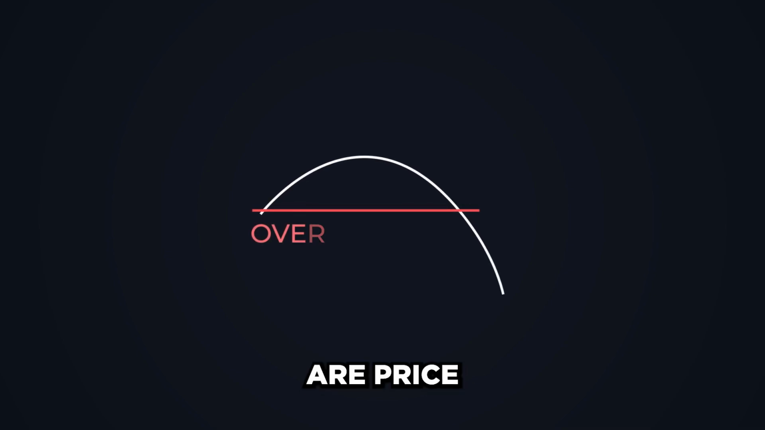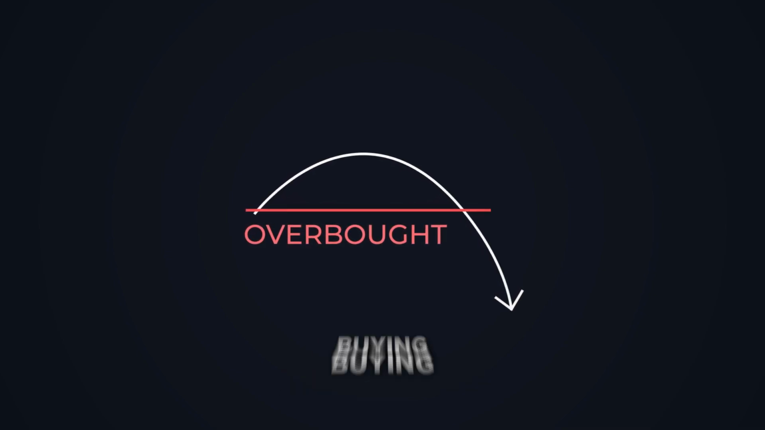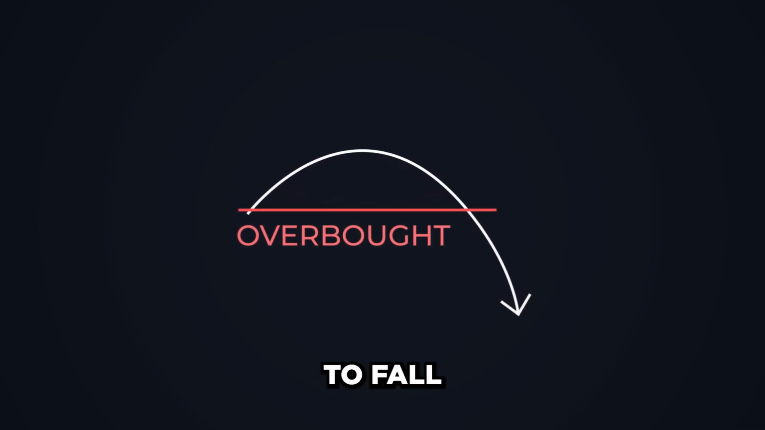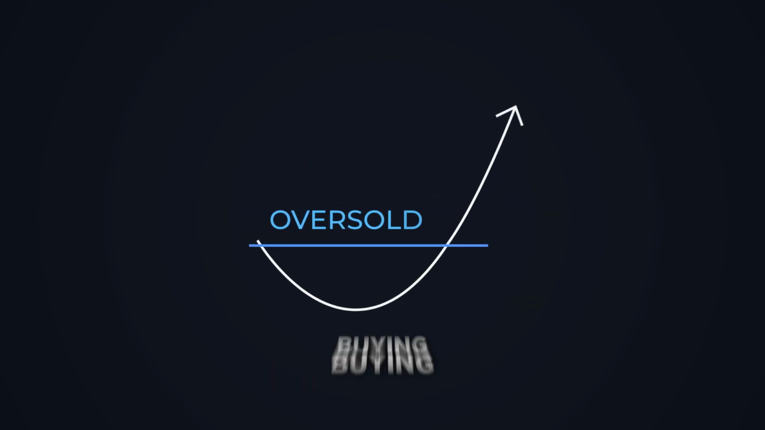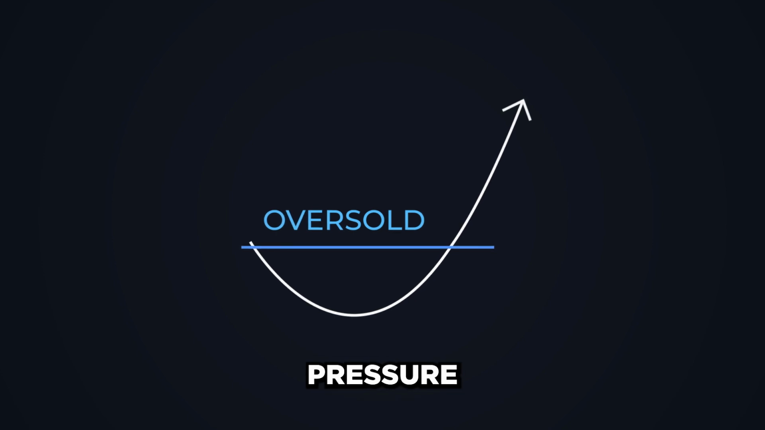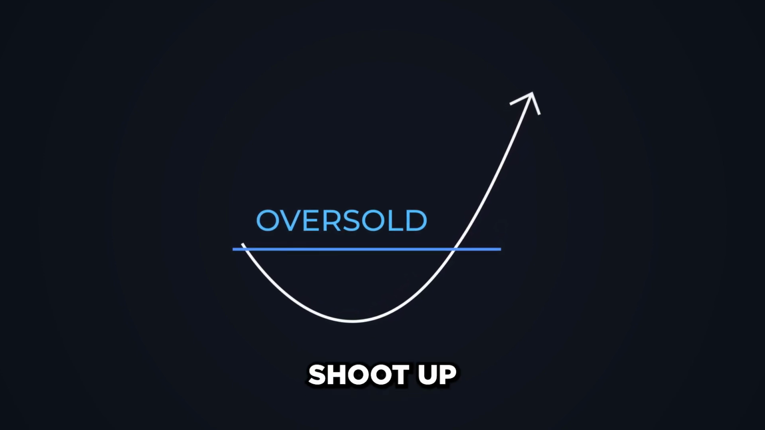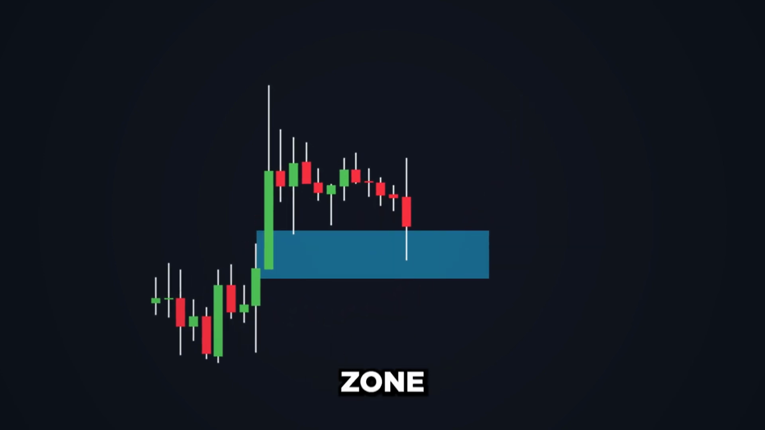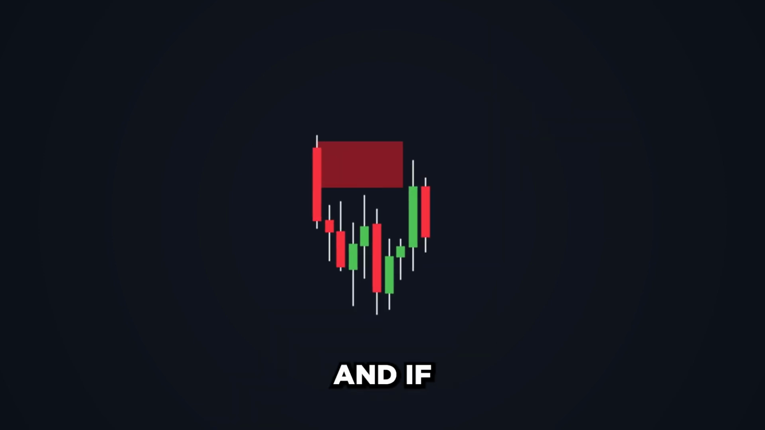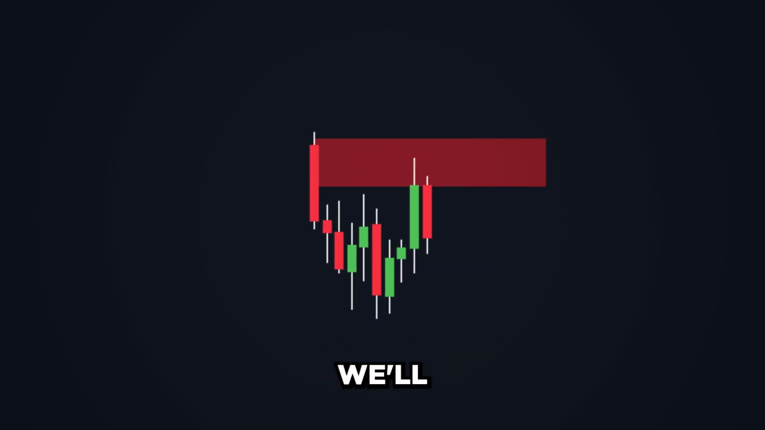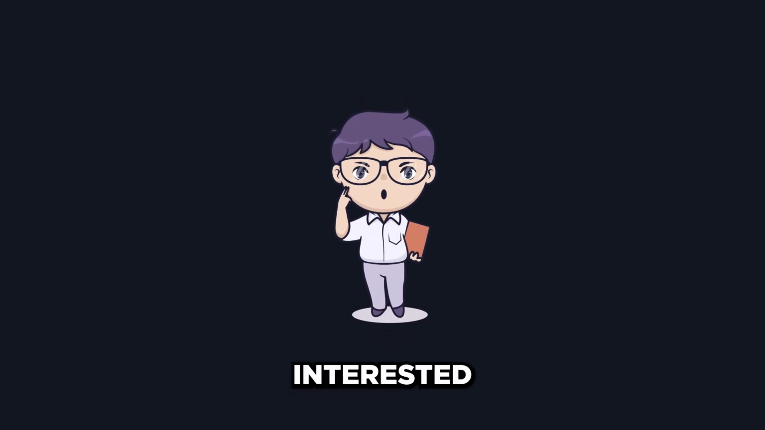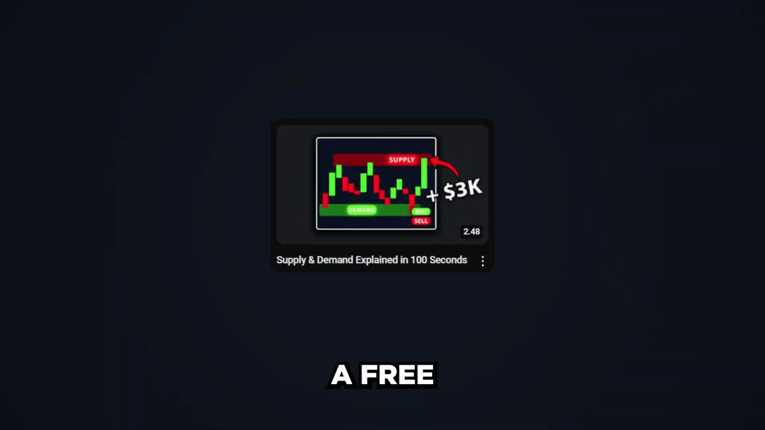Supply levels are price points where selling pressure has outweighed buying pressure, causing price to fall down significantly. Demand levels are price points where buying pressure has outweighed selling pressure, causing price to shoot up. If price is at a demand zone, we'll look for buys, and if price is at a supply zone, we'll look for sells.